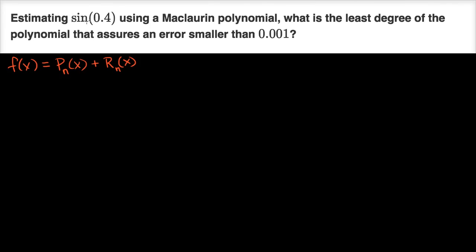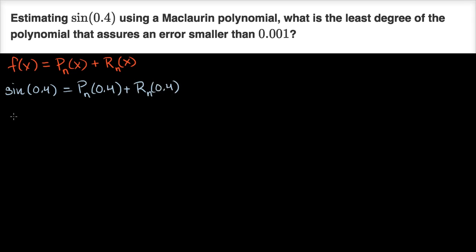Now, if we want to use the specifics of this exact problem, we could phrase it this way. If we're taking the sine of 0.4, this is going to be equal to our nth degree Maclaurin polynomial evaluated at 0.4, plus whatever the remainder is for that nth degree Maclaurin polynomial evaluated at 0.4. And what we really want to do is figure out for what n, what is the least degree of the polynomial?